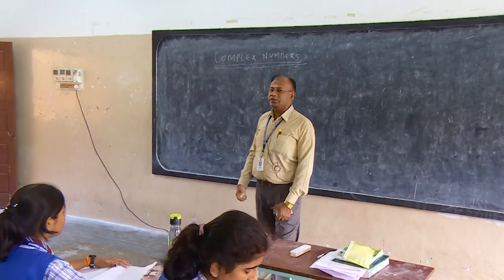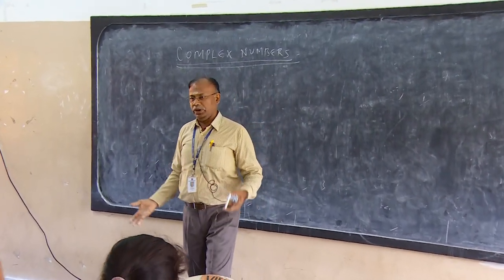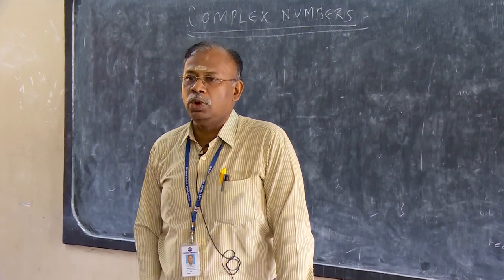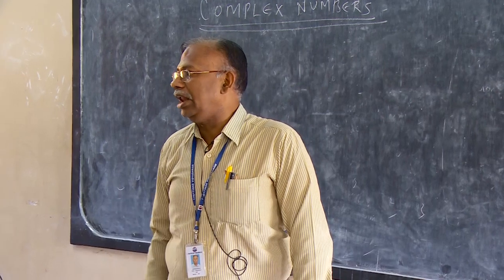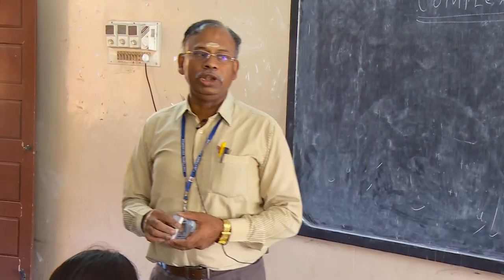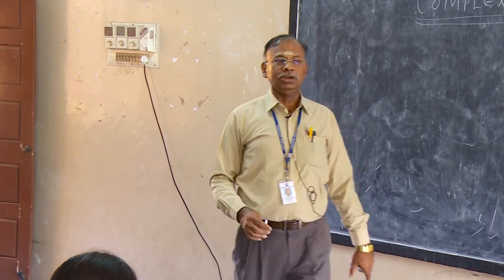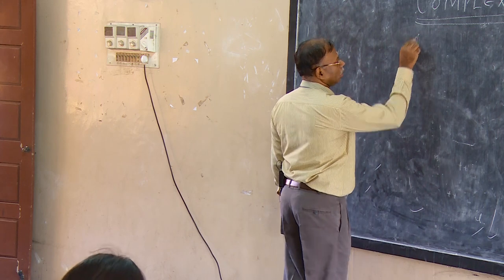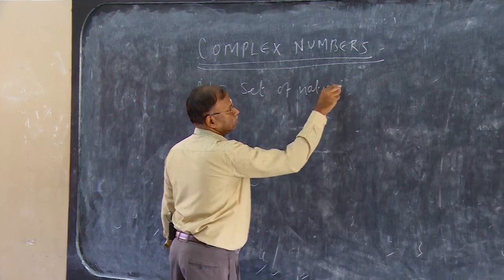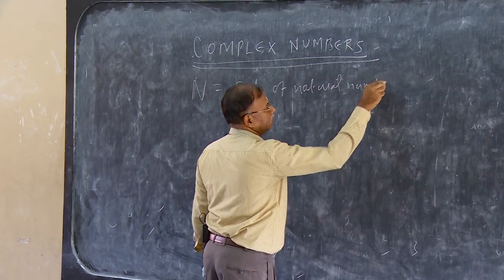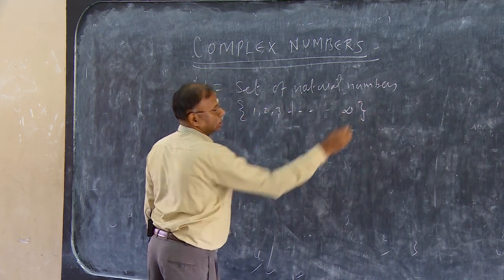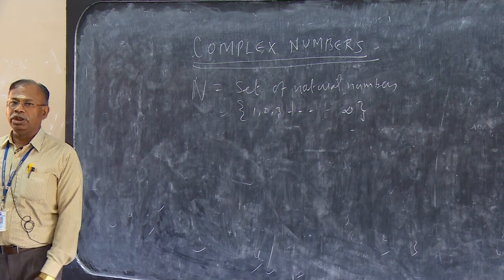In fact, you might have seen in your lower classes, maybe in KG or in first standard at least, counting of numbers. The teacher would have given you some 10 pencils and told you to count how many pencils are there. You might have started counting with 1, 2, 3, 4, etc. Such a set is called the set of natural numbers. We call it capital N, the set of natural numbers, which contains elements 1, 2, 3, and it goes up to infinity. There is no end at all.